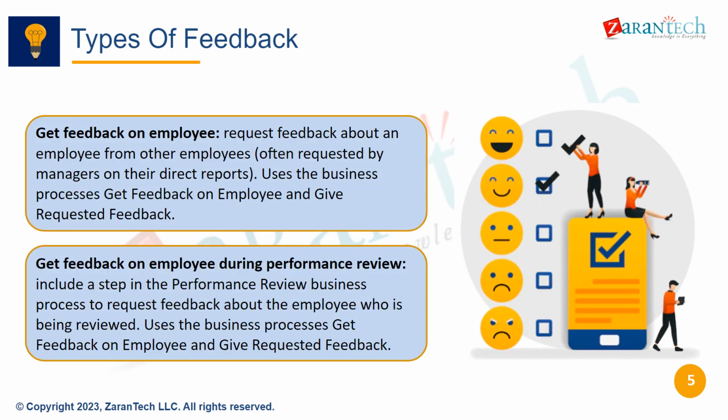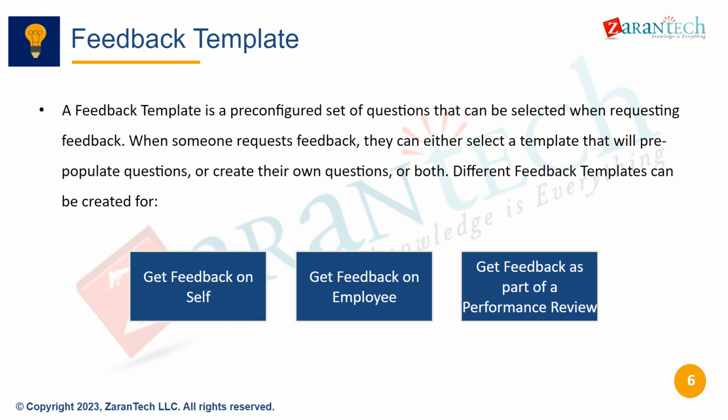Get feedback on employee. Managers and HR can request feedback on an employee from others, often for direct reports, using the get feedback on employee and give requested feedback processes. Get feedback during performance review. Feedback can be requested on an employee as part of their performance review process using get feedback on employee and give requested feedback.